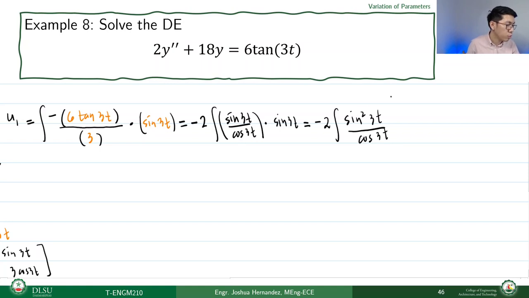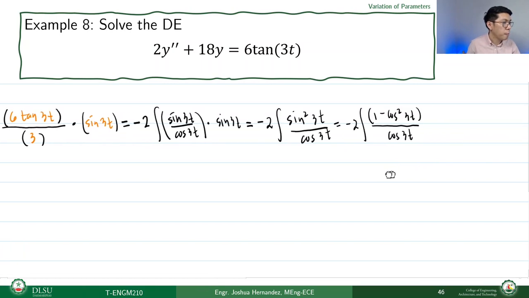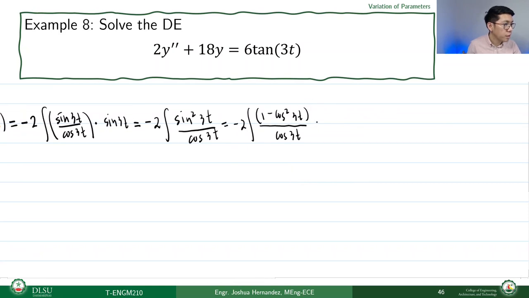But we know that sine squared 3t is also equivalent to 1 minus cosine squared 3t. So this will become negative 2 integral of 1 minus cosine squared 3t all over cosine 3t. What is next? So this will become negative 2 the integral of 1 over cosine 3t minus cosine 3t, dt. Sorry, I forgot to put the dt.